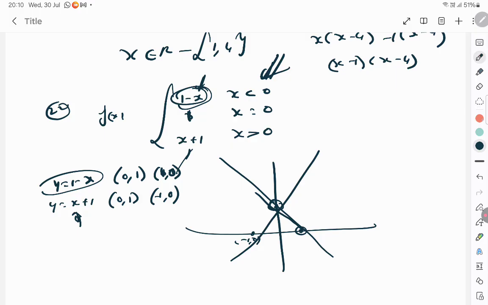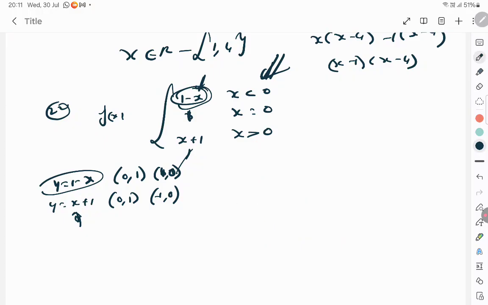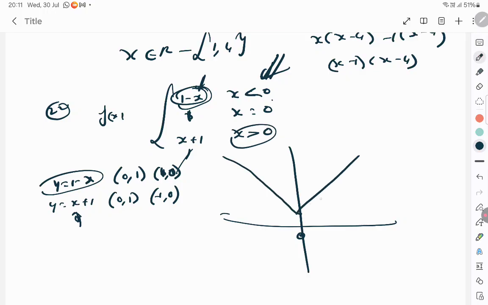So this is basically a mod function. To be more precise, as soon as I see this, I know when x is less than 0, it's going to be like this. When x is greater than 0, it's going to be like this. When x is 1, y is 2. When x is 0, y is 1. So this is the graph of mod of x minus x plus 1. The cutting point is at 1.